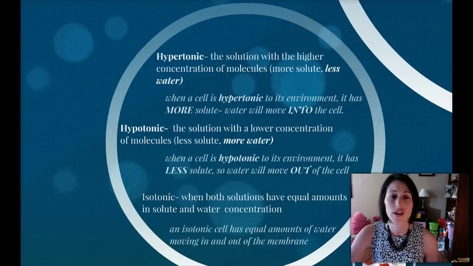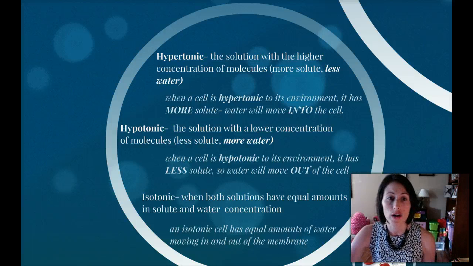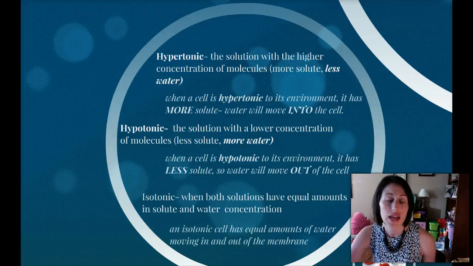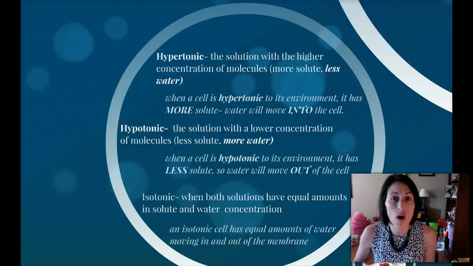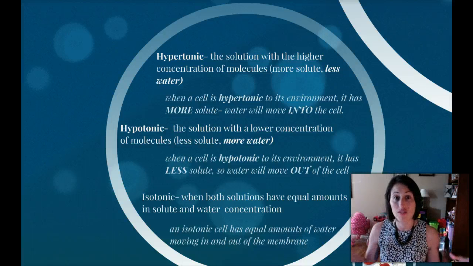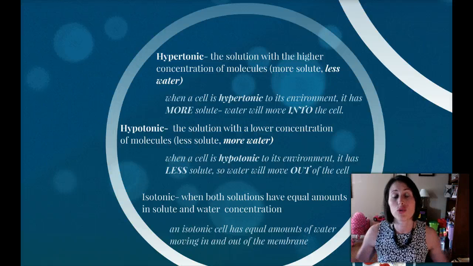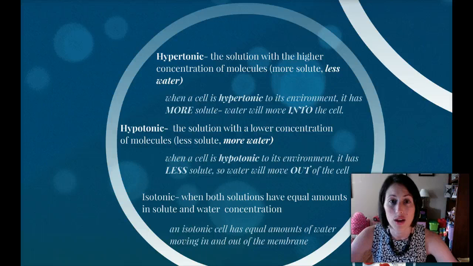So hypertonic here, it says the solution with the higher concentration of molecules. So more solute, less water. Hypertonic, less water. Okay, so when a cell is hypertonic to its environment, it has more solute on the inside. Okay, so more solute on the inside, less water on the inside. So the higher concentration of water is actually on the outside of the cell. So the water is going to move into the cell when a cell is considered to be hypertonic.